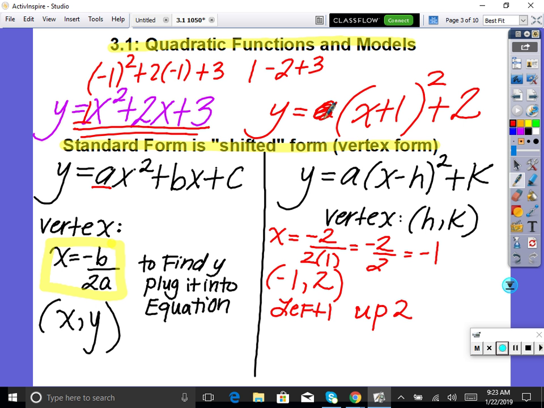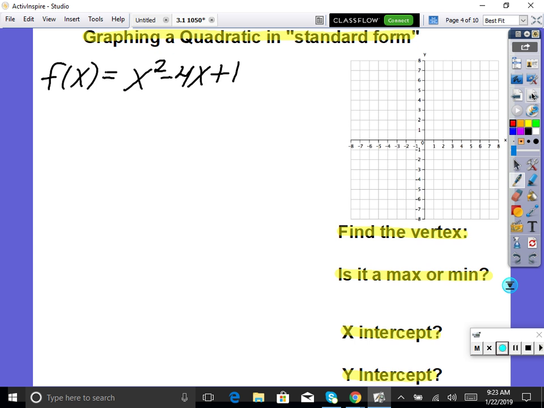So now that I have it in shifted form, I can graph it. I can make a parent function. I can then graph it. Does that make sense, everyone? That's what this lesson is. So let's just practice that a couple more times. Make sure you're asking questions. Okay, this is how the homework asks it.